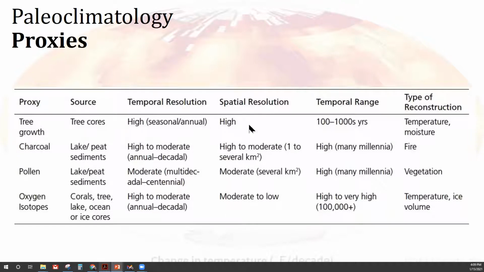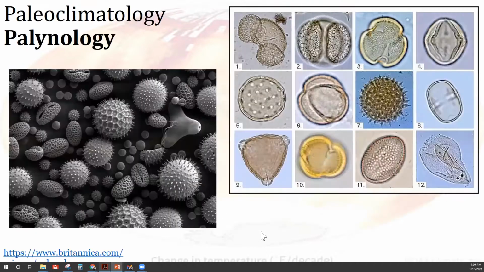So tree rings are obviously specific to where that tree is, right? That's a really high spatial resolution. Charcoal pretty much too, because it doesn't get blown around like pollen, which is sort of moderate, or oxygen isotopes, which are blown all over the place, and air mixes all the time, and so the spatial specificity of oxygen isotopes is pretty low. So I like that. But let's talk about some of these actual specific proxies.